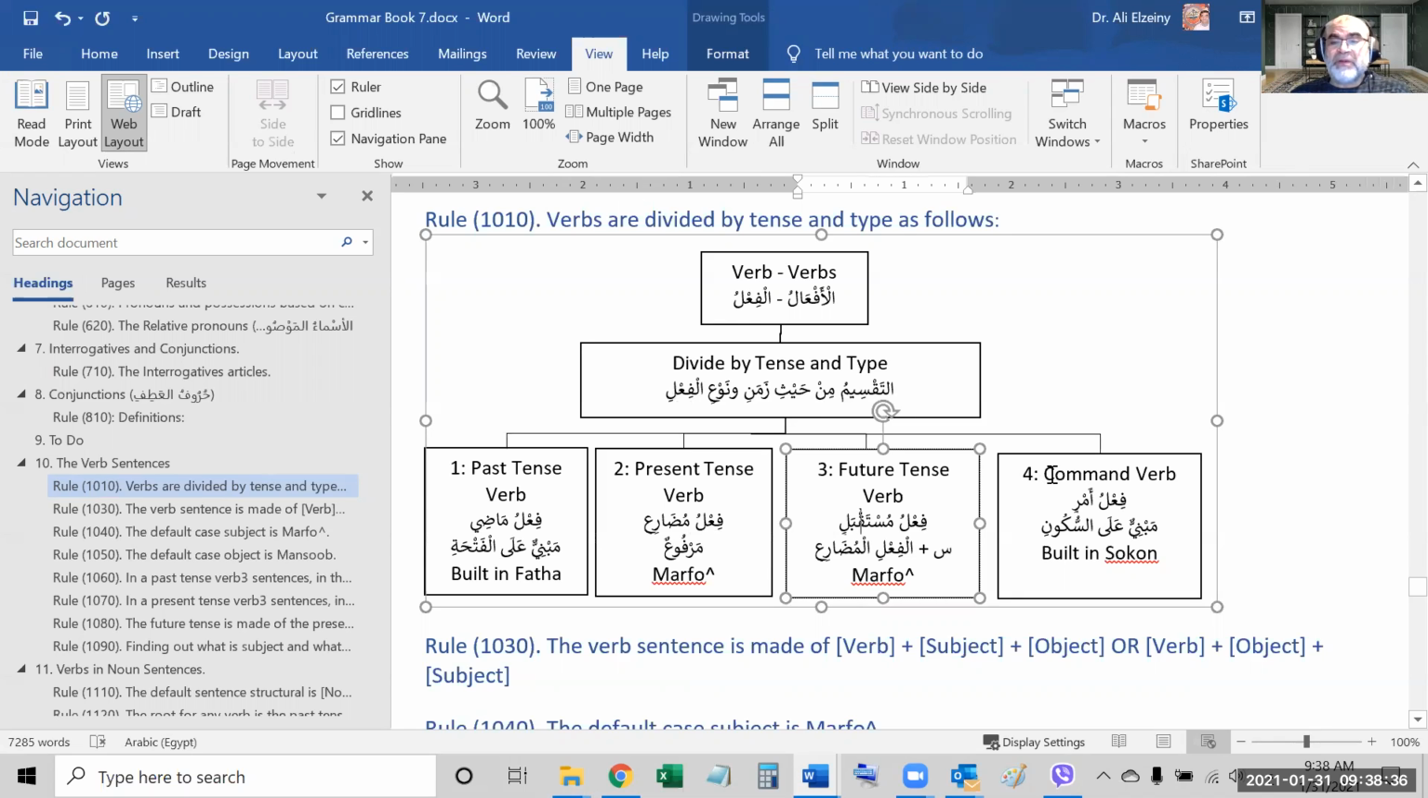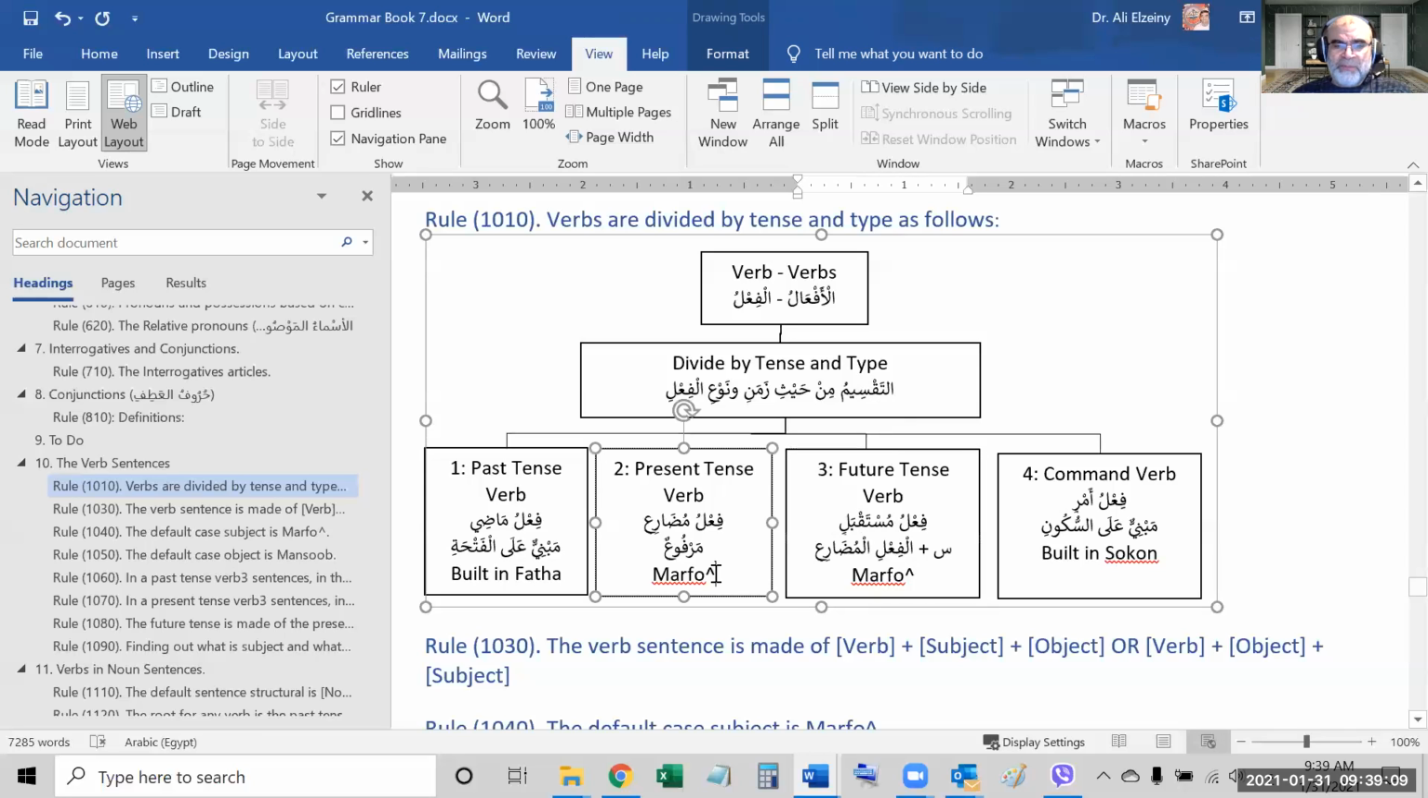And then we have the command verb. The command verb is basically you're commanding someone to do something. And this is called فعل أمر. فعل أمر. And it is مبني على السكون. It means it's always have a سكون. Built-in سكون means it doesn't change. It's always سكون.